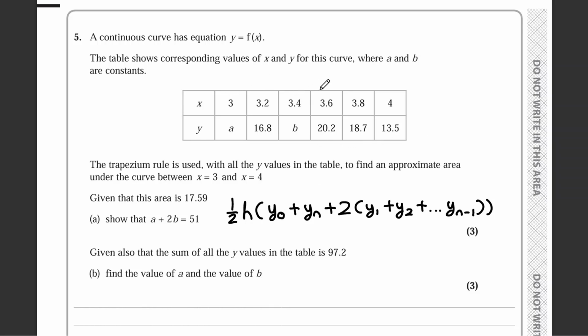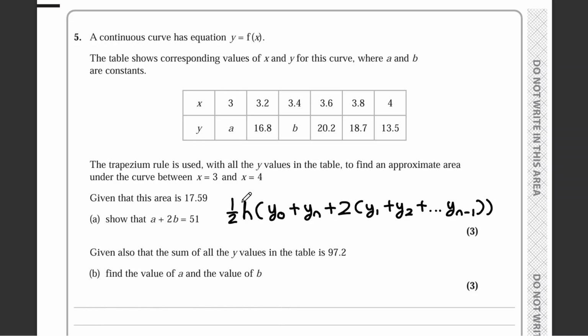There are 1, 2, 3, 4, 5, 6 coordinates here, so it's going to go up to y6. So here n is equal to 6, and if we sub these values in, this is going to be equal to 17.59, and then we need to rearrange in order to show this here is true. Okay, so firstly, what is h?